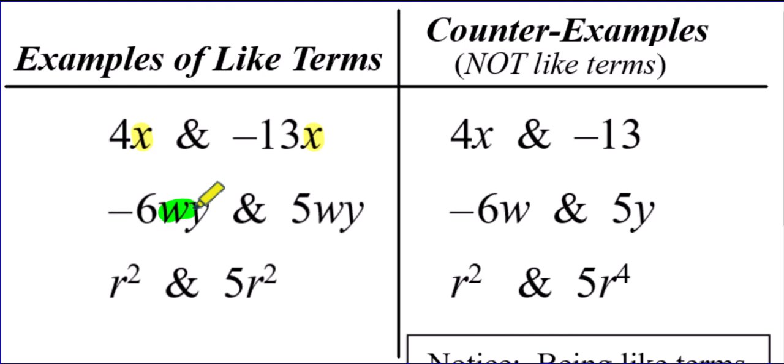If they have the same exact variables, w and y, then they're like terms. But if one of them has w and the other one only has y, well, those are not alike, so they are not like terms.